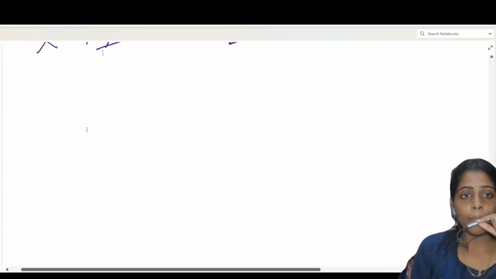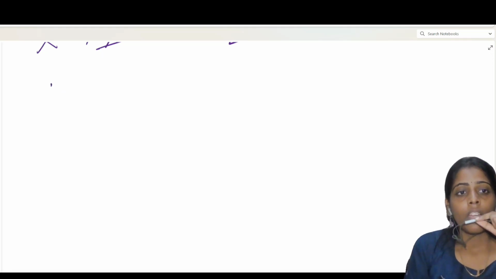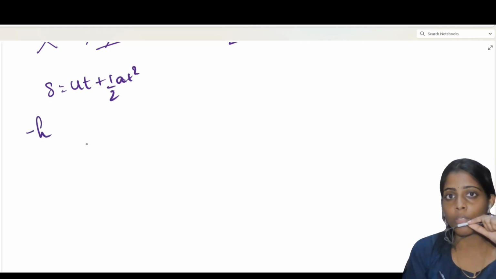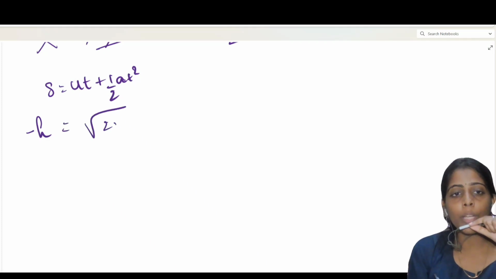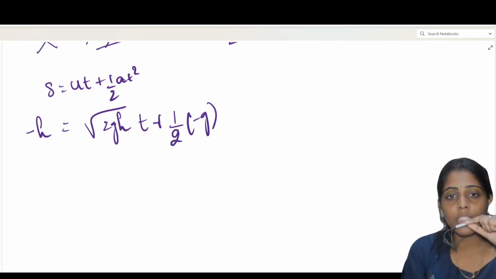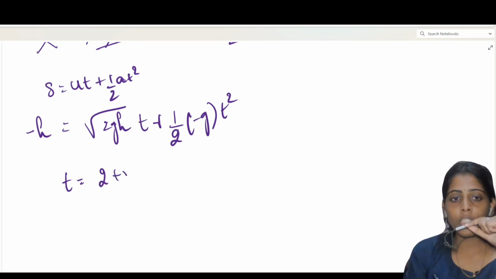To find the time taken by the packet, we can use this formula: s is equal to ut plus half at square. Now s will be minus h because we consider the downward direction to be negative, u is root 2gh, time is what we have to find, and the acceleration will be minus g, with t square. So we get a quadratic equation, right? By solving this quadratic equation, we will get t to be (1 plus root 3) times root of h by g... as given: 2 plus root 2 h by g.